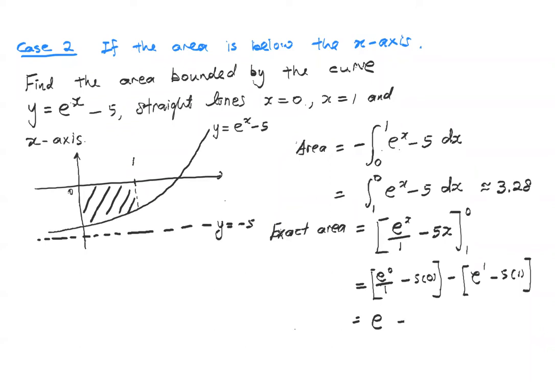Hello? So this will be e. Take away e. It's not e, it's 1, take away e plus 5. So the answer is 6 minus e unit square. Area must write down unit square, please.